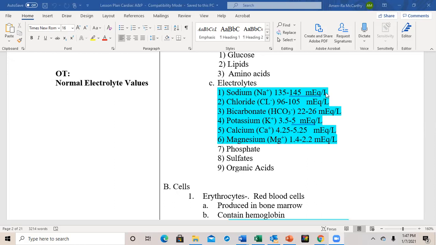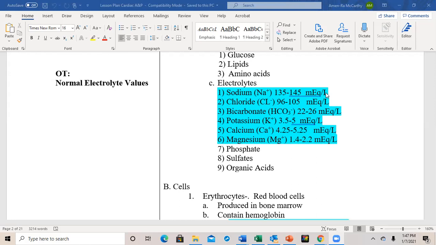Milliequivalents per liter. Okay, you got to know that because if you are taking your oral exam and the instructor says, "Tell me the normal sodium," you say, "Oh, I got that, 135 to 145." And they say, "Well, 135 to 145, what? Millimeters of mercury, centimeters of water, what? Milligrams?" You got to know it's milliequivalents per liter. If you don't know that, it's wrong.